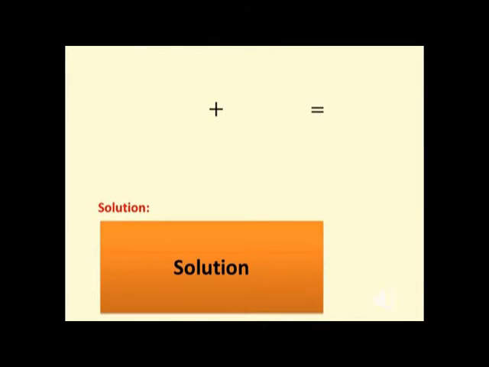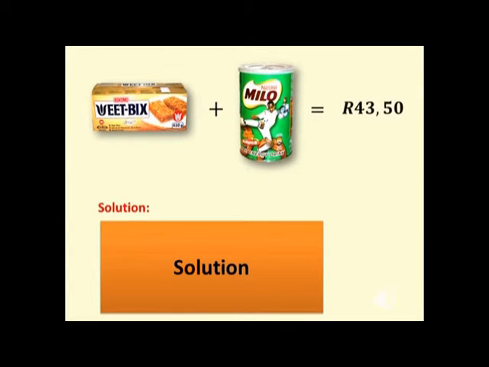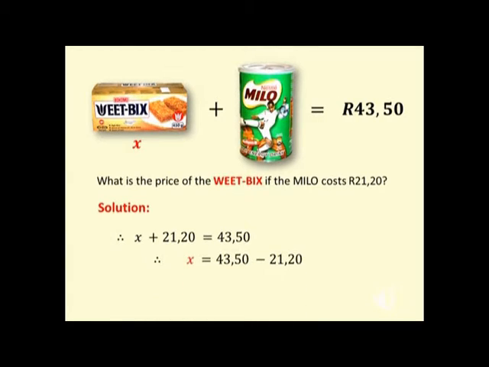You buy a box of wheat bix plus a tin of Milo and you pay 43 rand 50. What is the price of the wheat bix if the Milo costs 21 rand 20 cents? The solution: let the wheat bix be equal to x. Therefore x plus 21 rand 20 is equal to 43 rand 50. Therefore x is equal to 43.50 minus 21.20. Therefore x is equal to 22 rand 30. It means to say the wheat bix is equal to 22 rand 30.